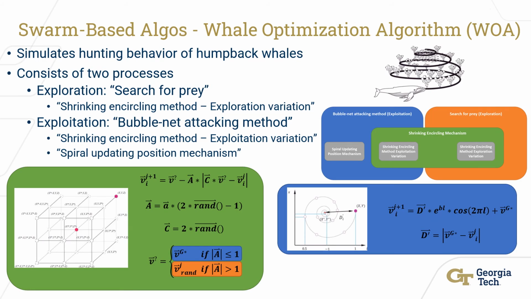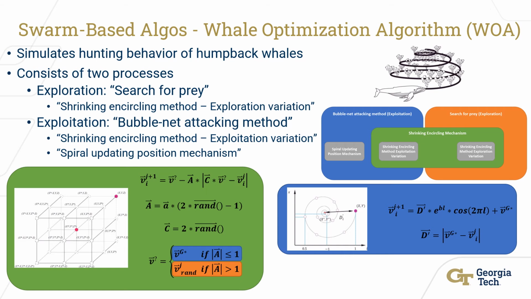The whale optimization algorithm seeks to replicate the unique hunting behavior of humpback whales. This behavior, as might be expected, involves two important processes, one devoted to the exploration for prey and one devoted to exploiting that prey. The exploration behavior is referred to as search for prey, and the exploitation behavior is referred to as the bubble net attacking method, named after the unique humpback hunting behavior shown in the image.